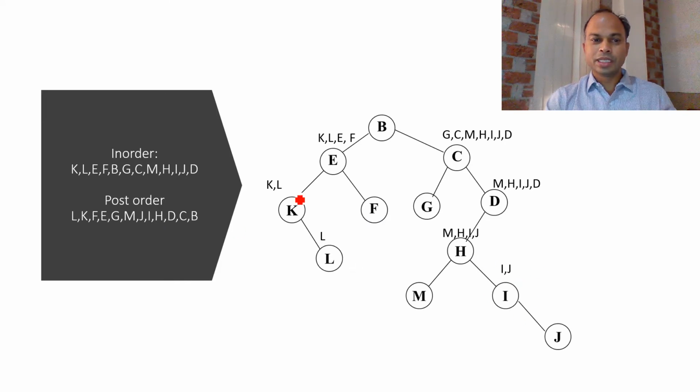Here I is the last value, therefore I is the root of this particular subtree. I is the root, and we have to further refer to the in order sequence IJ, and here if we observe, I is the root and we are getting the J on the right hand side of I, therefore J is here our right child of I. So in this way we can construct the complete tree from in order and post order sequences.